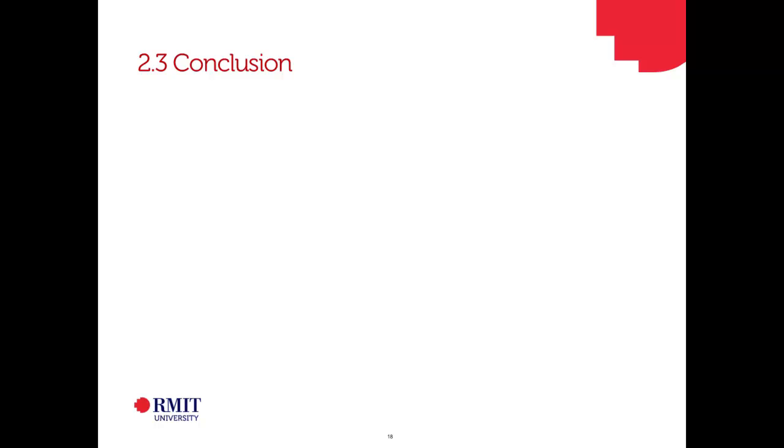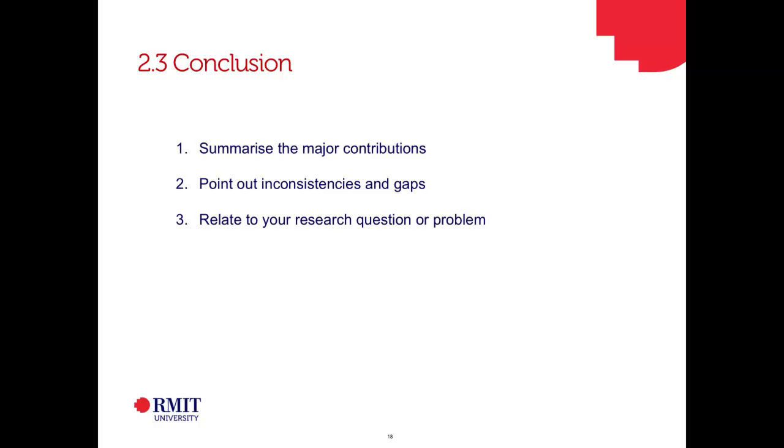Now let's look at a conclusion to the literature review. The conclusion fulfills 4 clear tasks. It summarises the major contributions and key concepts. It points out any inconsistencies or gaps in the literature. It shows how the research will address these inconsistencies or gaps, posed as a research question or problem, and it introduces the reader to what will happen in the next chapter.